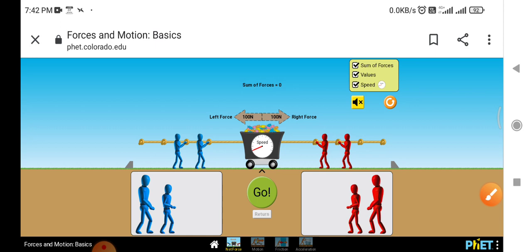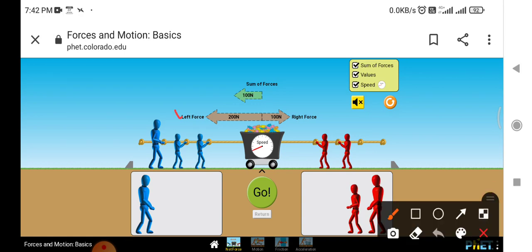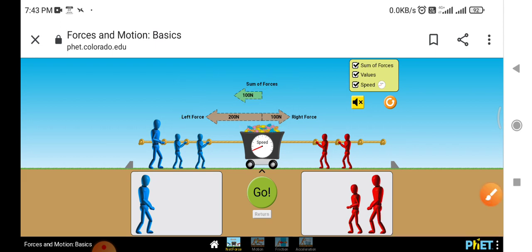Now I add one more person here. Now can you say which team will win? Definitely the blue team will win, because the magnitude of this side is 200 Newton, here 100 Newton. So the sum of the forces is 100 Newton. 200 minus 100 is 100. So the more force is acting on this side. Shall we check?